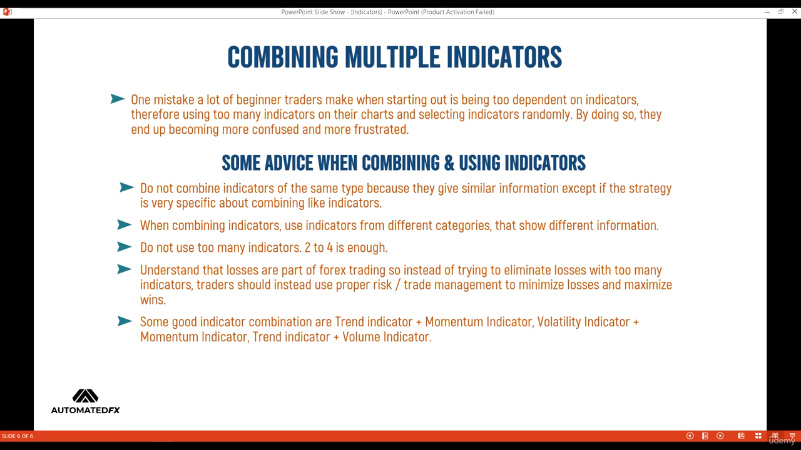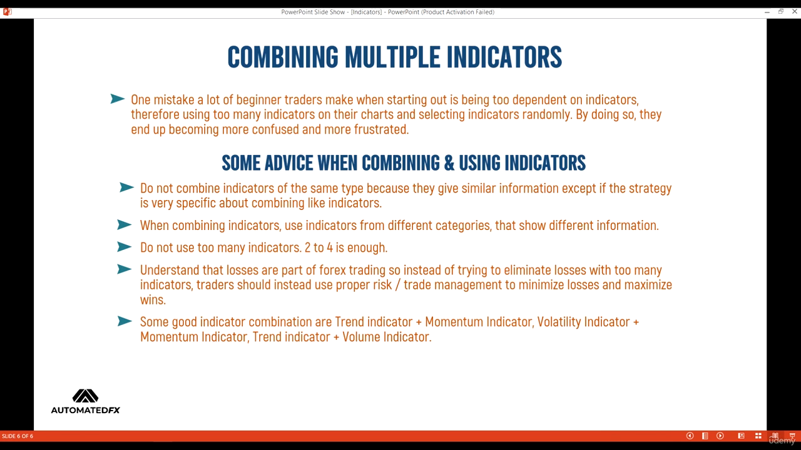Now, some advice when combining and using indicators. Do not combine indicators of the same type because they give similar information, except if the strategy is very specific about combining like indicators. One mistake I see newbies making when combining indicators is using plenty of indicators. Some people will have up to 10 or 15 indicators on one chart. You won't see what's happening in the market.